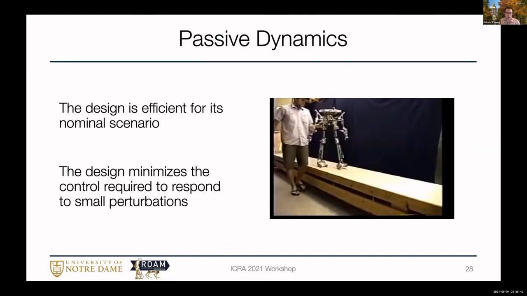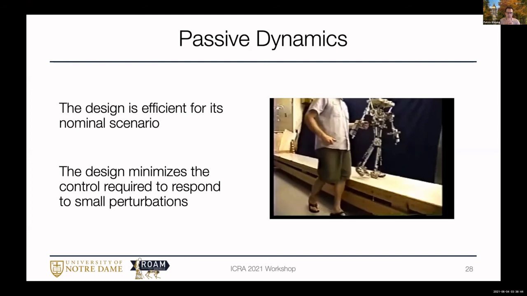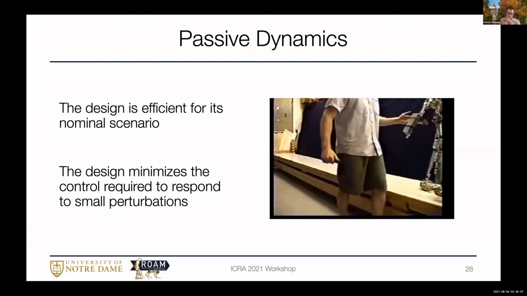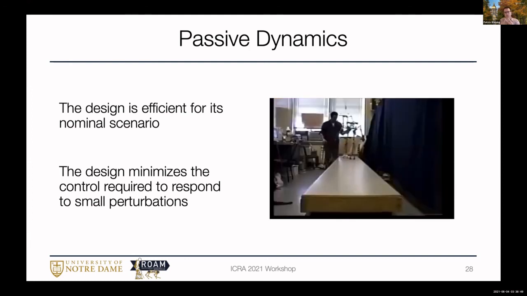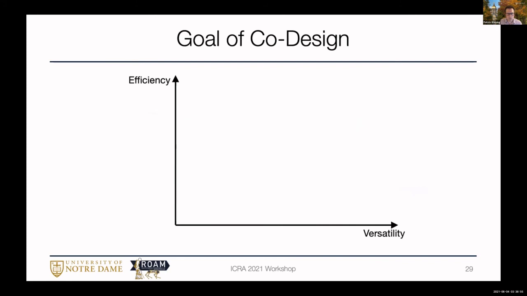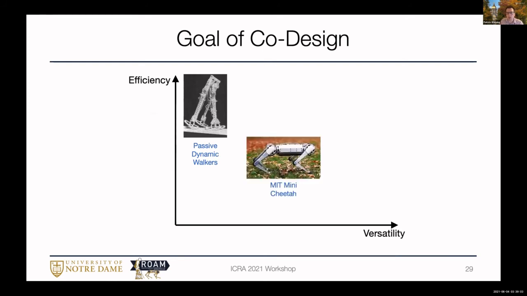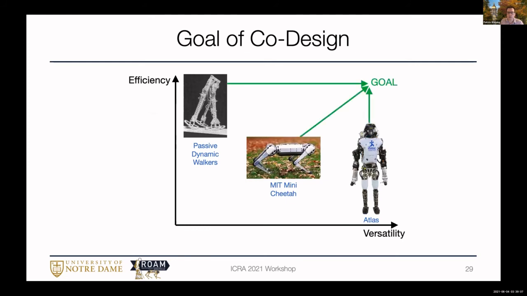So when I'm thinking about designing passive dynamics, there are these two aspects that I want to capture: efficiency, and also that if there are perturbations, the passive dynamics help stabilize me, like with the cockroach at the beginning. So clearly, these passive dynamic walkers are great. They're super efficient, but they're not all that useful in terms of where we can deploy them. So we'd like to get the best of both worlds and push these systems toward a case where they're much more efficient and much more versatile.